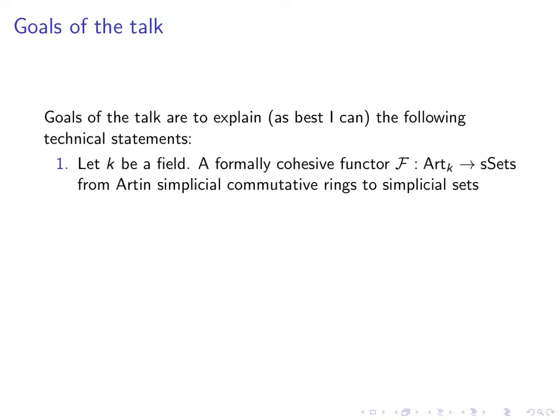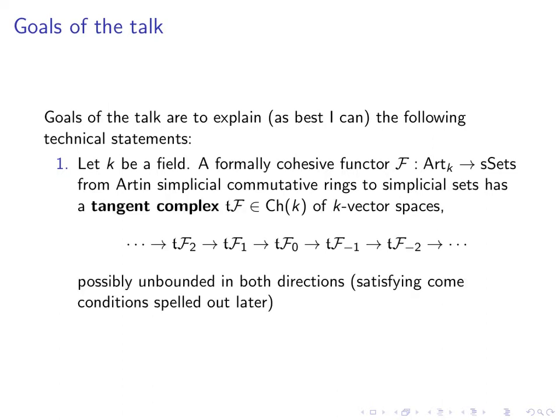So I want to begin by stating the technical form of the statements that I want to explain in this talk. There are three. The first one is, let K be a field, a formally cohesive functor, and I'll explain what that is during the talk, from Artin simplicial commutative rings to simplicial sets, has a tangent complex of K vector spaces, and it's possibly unbounded in both directions, and it's going to satisfy some conditions that we'll spell out later.